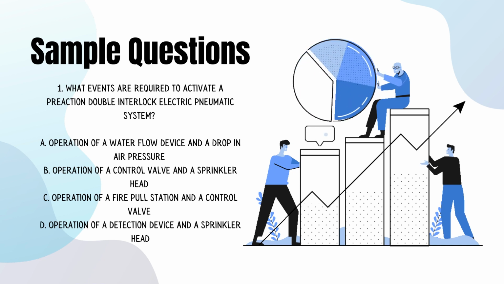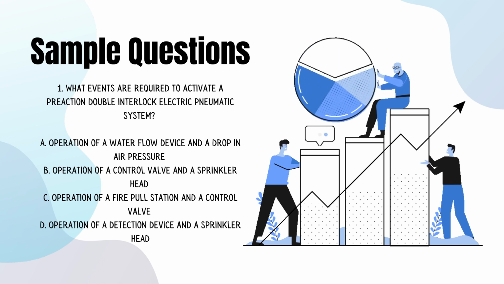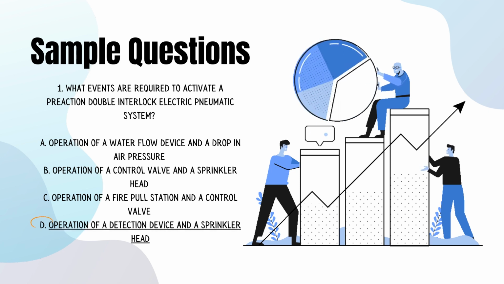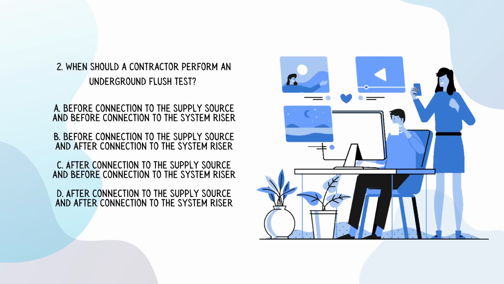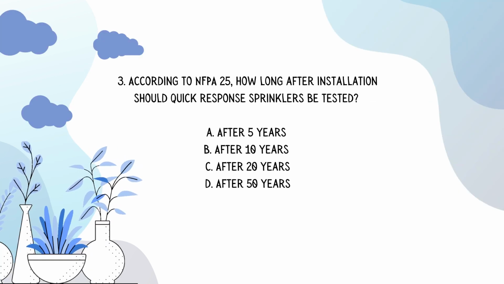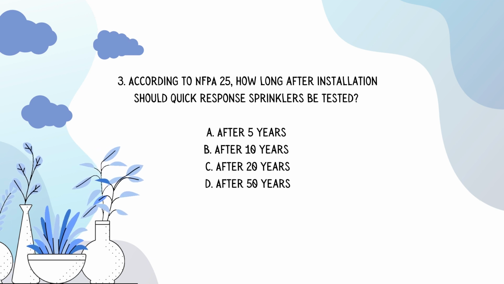Let's take a look at some sample questions you might find on the exam. What events are required to activate a pre-action double interlock electric pneumatic system? D. Operation of a detection device and a sprinkler head. When should a contractor perform an underground flush test? C. After connection to the supply source and before connection to the system riser. And finally, 3. According to NFPA 25, how long after installation should quick response sprinklers be tested? After 20 years.